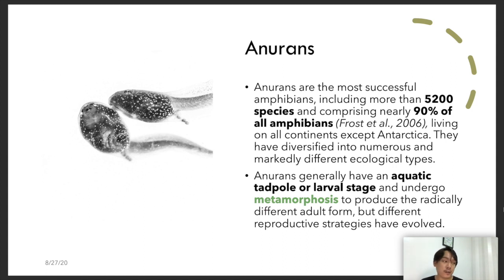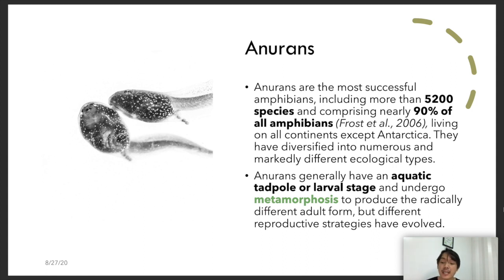So in the Philippines, we have a lot of endemic frogs that are found in Palawan, some parts of Mindanao, and Visayas and Luzon Islands. So these animals are diversifying into numerous and markedly different ecological types. So they could be in dry and arid areas, or they love moist areas because their body needs water.